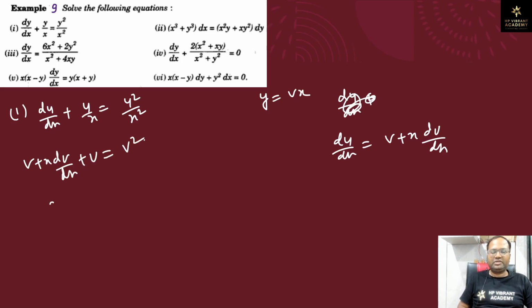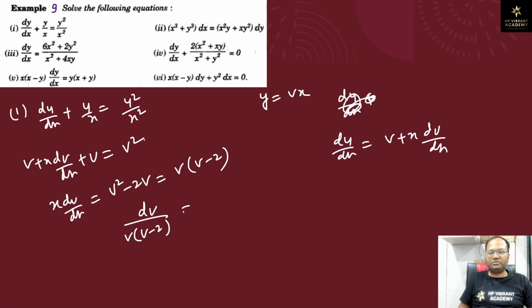v square. So we have x dv upon dx is equal to v square minus 2v. This is nothing but v times (v minus 2). So from here we have dv upon (v minus 2) is equal to dx upon x integration. Okay, let us further simplify this.